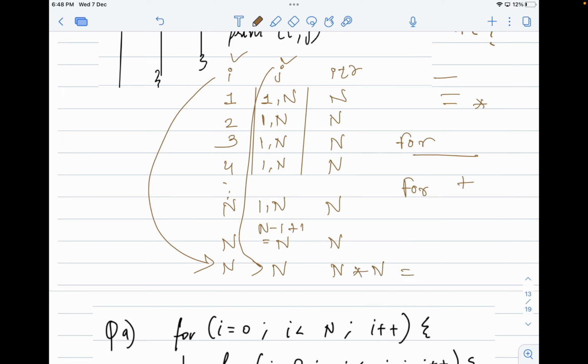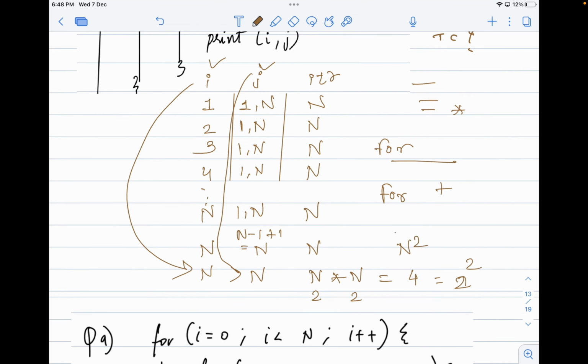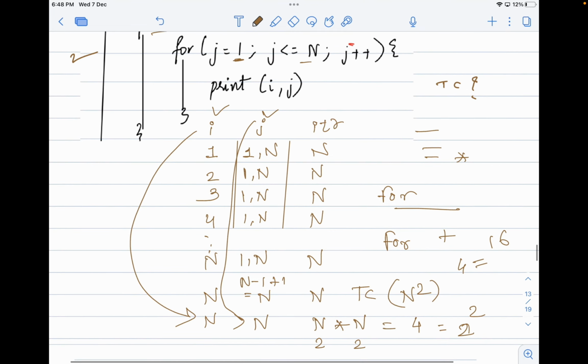Suppose n is 2. How much is it? 4. 4 is nothing but 2 raised to 2, which means n into n, which is n square. So the time complexity is n square. Suppose you put the value 4, how many iterations will it take? 16 iterations. Got it? So the time complexity of this is n square, n into n is nothing but n square.